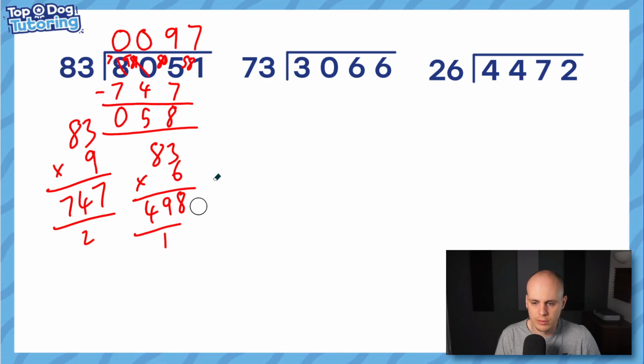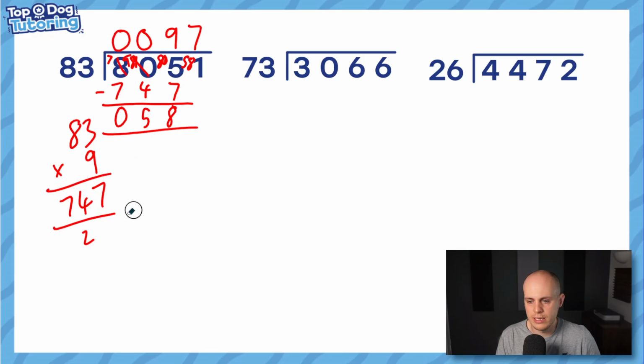Let's rub this out so we've got a bit more space. Get this out of the way. There we go. 73 into 30 doesn't go. 3 doesn't go, sorry. 73 into 30 doesn't go. 73 into 306. What's my estimate? Well, do you know what? I know my 7 times table. So I know my 70 times table.